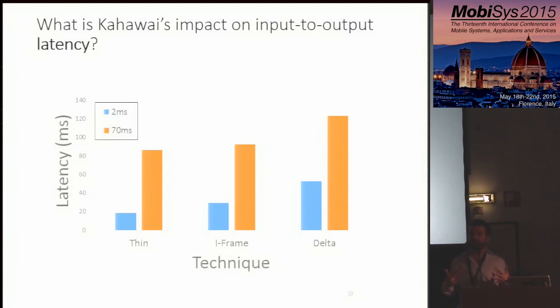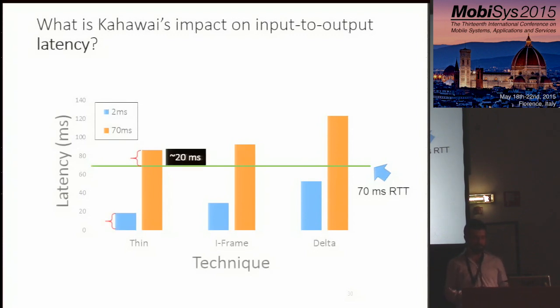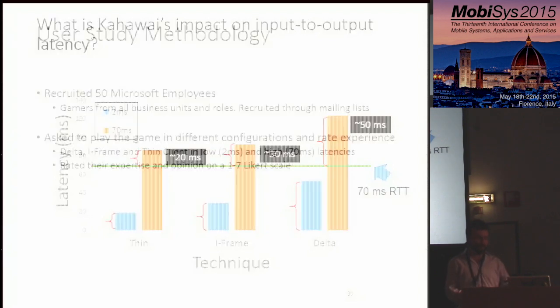Now, what's the impact of Kahawai on latency? We can see here that running in two different configurations, 2 milliseconds and 70 milliseconds of base network latency. For your convenience, I have a green line showing these 70 milliseconds. The cost is mostly constant. So for example, it will be 20 milliseconds for a thin client. Our approach is adding a little bit more than that, 30 milliseconds. And in Delta, we have a little bit more. And actually in Delta, it's mostly because of implementation details that we can further optimize.